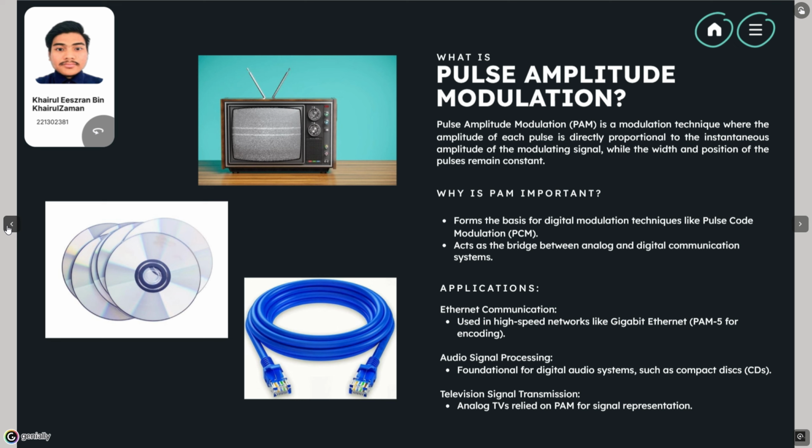Applications of PAM include internet communication, where it is used in high-speed networks like gigabit internet, and also audio signal processing as the basis for compact disc, and lastly television signal transmission, where it was vital for analog TVs.